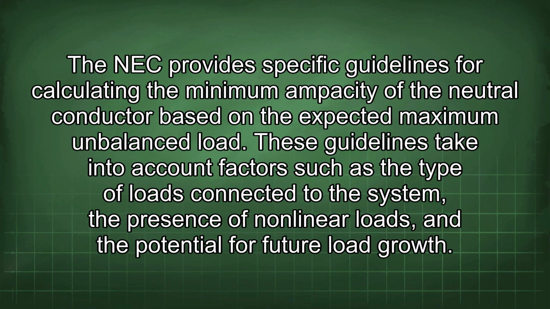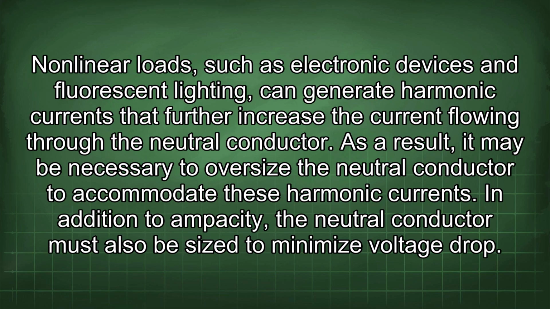The NEC provides specific guidelines for calculating the minimum ampacity of the neutral conductor based on the expected maximum unbalanced load. These guidelines take into account factors such as the type of loads connected to the system, the presence of nonlinear loads, and the potential for future load growth. Nonlinear loads, such as electronic devices and fluorescent lighting, can generate harmonic currents that further increase the current flowing through the neutral conductor. As a result, it may be necessary to oversize the neutral conductor to accommodate these harmonic currents. In addition to ampacity, the neutral conductor must also be sized to minimize voltage drop.